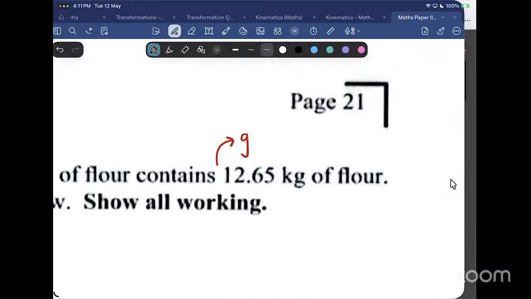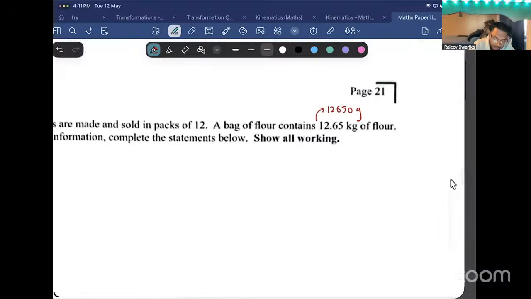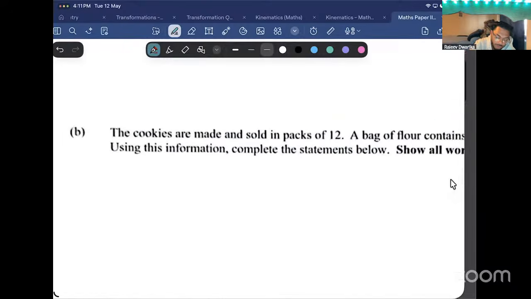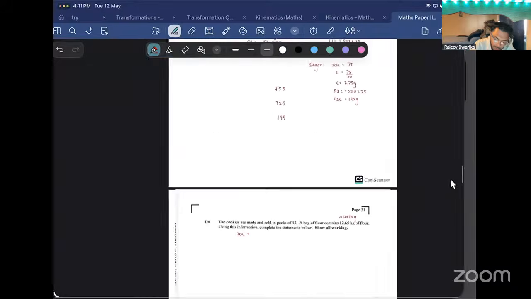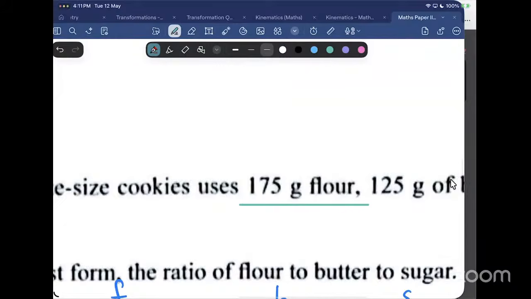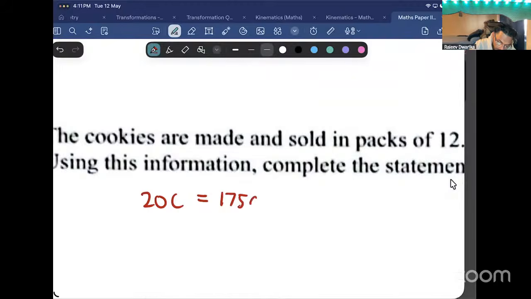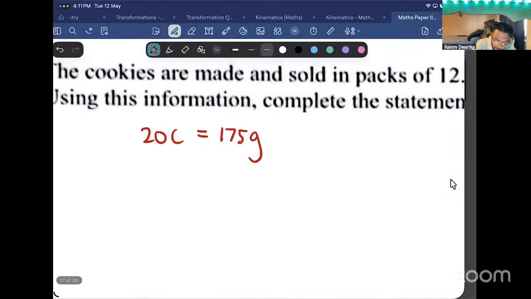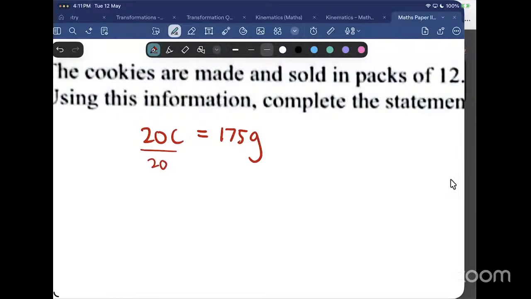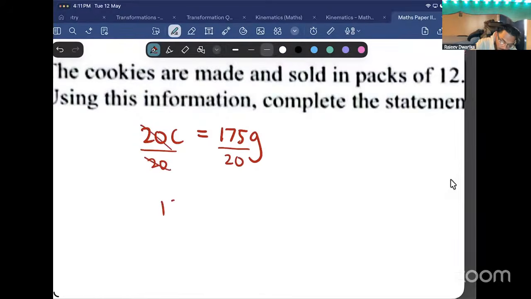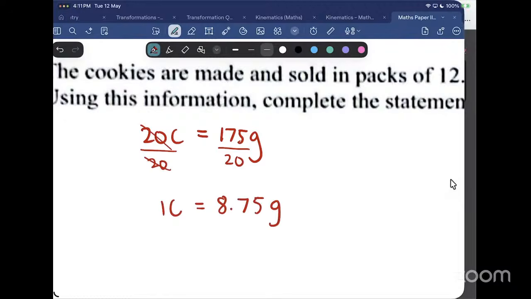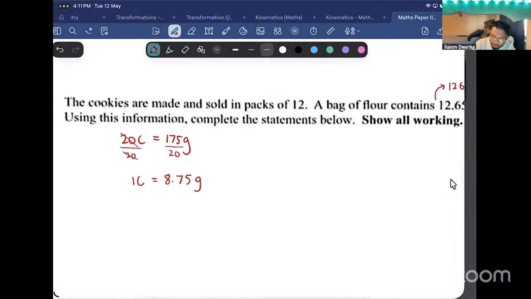Grams. How many grams is that? 12,650. To make 20 cookies, how much flour do you need? 175 grams. Cool. To make one cookie, what will we do? Divide 175 by 20. So one cookie will be 8.75. Good. What next, Nikolai?